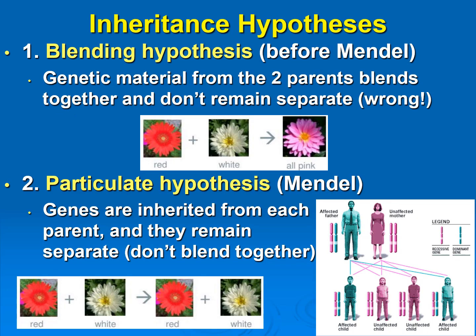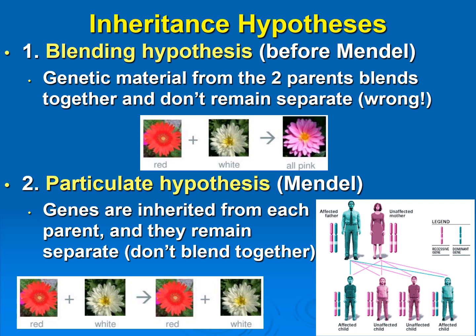When Mendel first started working, what they thought about inheritance was that the genetic material from the two parents would blend together and that the genes would not remain separate. That is totally wrong. But you can see why they used to think that, because when you look at yourself and compare yourself to your parents, you kind of look like a blend between your two parents. So that's what they thought was going on, but that's actually not correct.